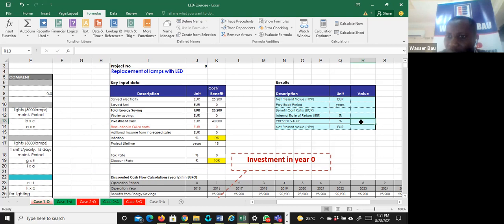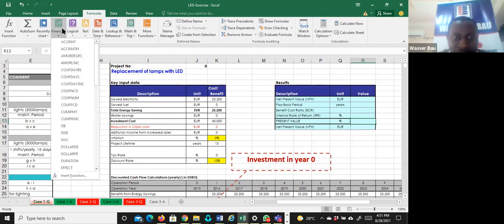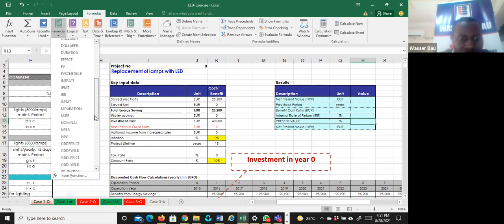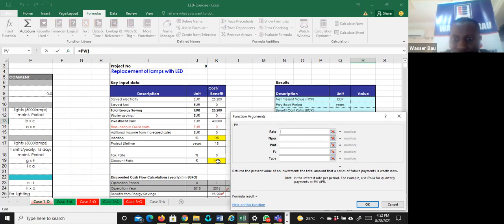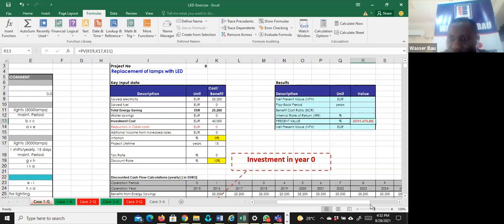The worth of the investment now is, I'll go to formula, go to financial, I'll go to PV. The rate is 10%, number of years, 15 years. The amount of savings is this. So this is the present value. Then the net present value will be the present value of the savings minus the investment. So if I say this present worth minus the initial investment, that will give me the NPV.